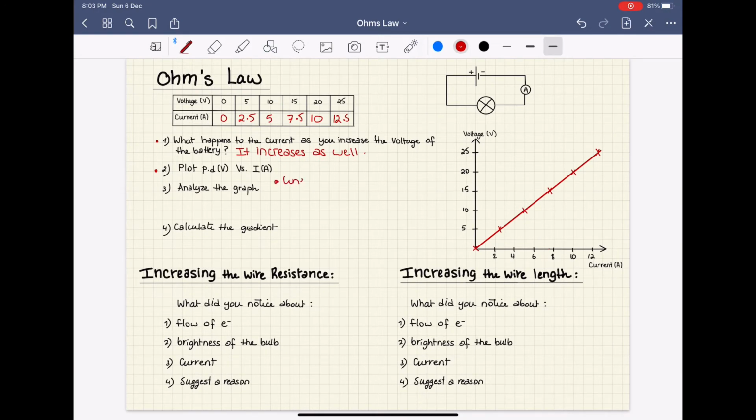To analyze the graph, we need to pay attention to two important things. Number one, the graph is linear as it goes through 0. Number two, it's a proportional relationship. That's because as the voltage increases, the current is also increasing.